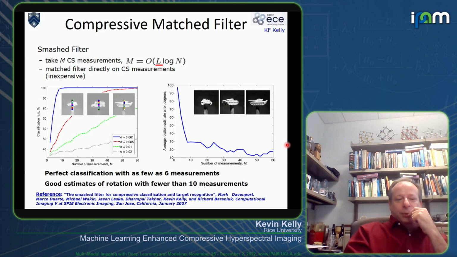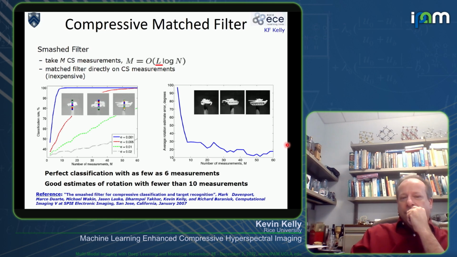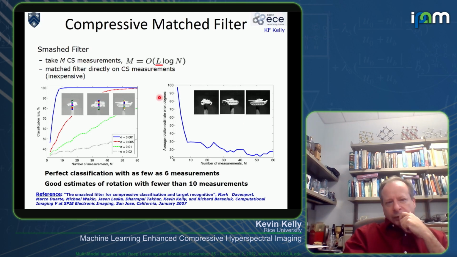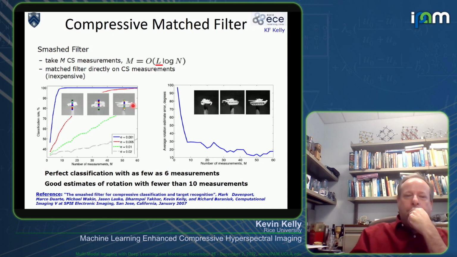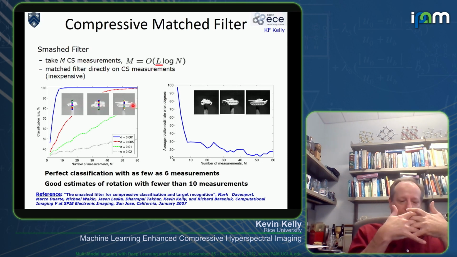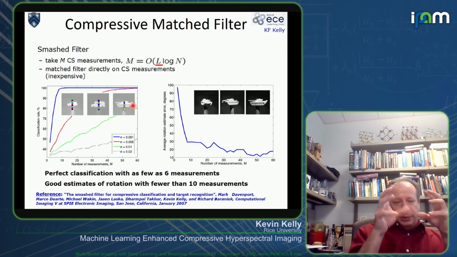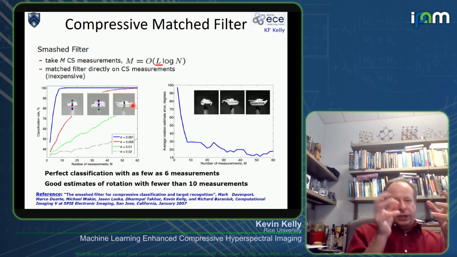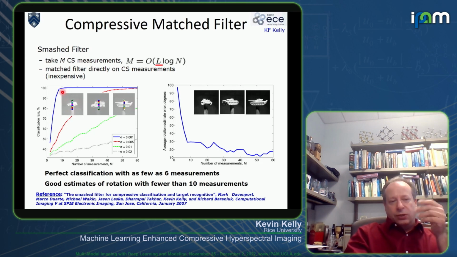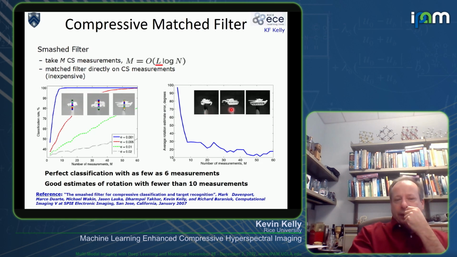One of the very first things we did with Rich was the compressive matched filter, what we call the smash filter. In this system, we had a toy car, a toy bus, and a toy tank. We took a bunch of random measurements of them in different positions, and we learned which vehicle was which after 10 or 20 or 30 measurements. As soon as you do 5 or 10 measurements, you can classify these vehicles very accurately, and you can even classify which way they're oriented.